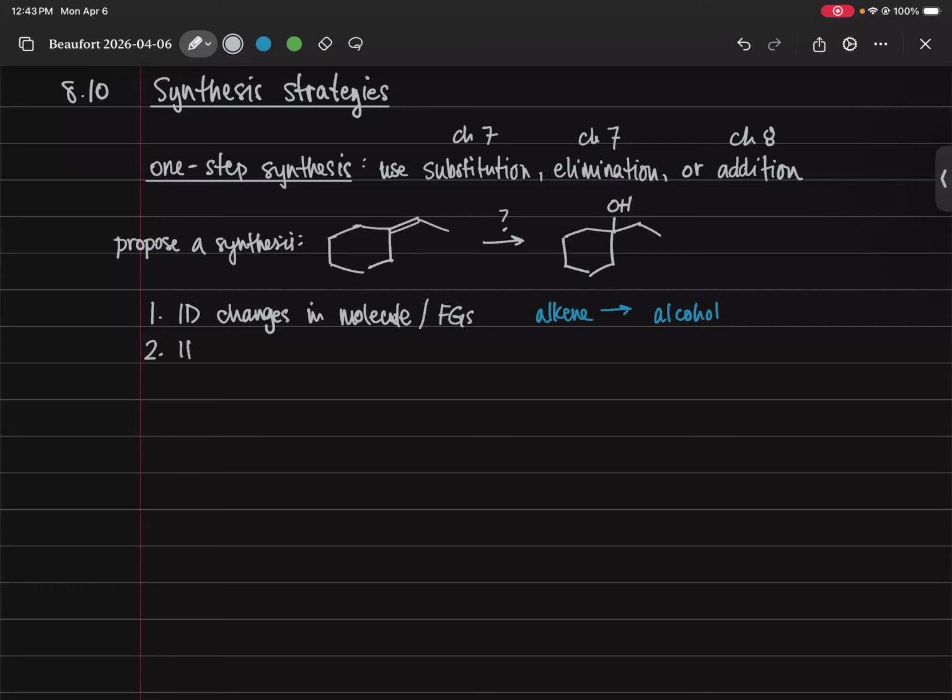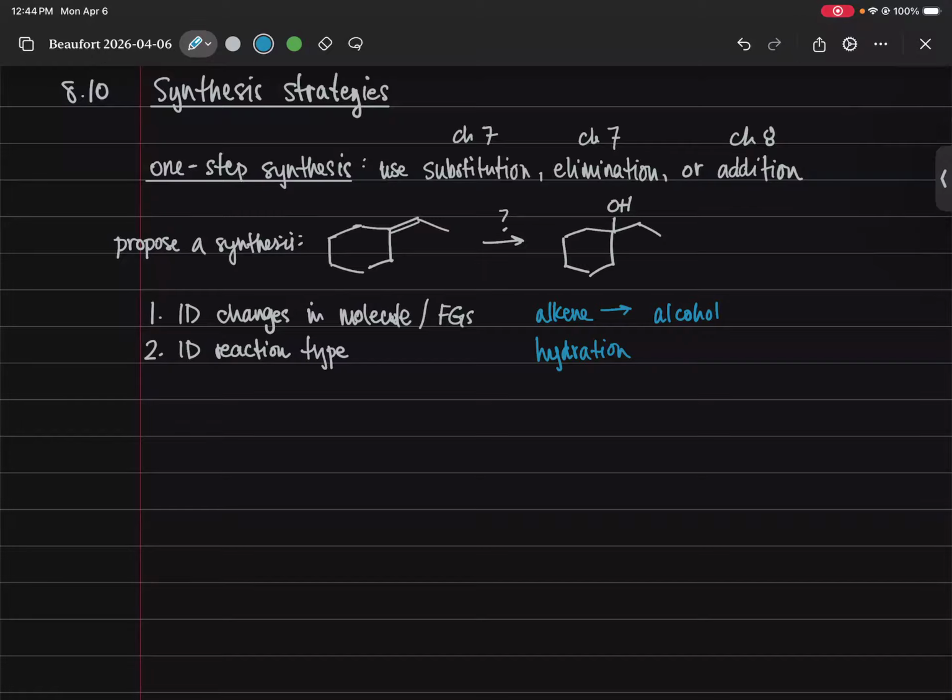Next, we want to figure out what type of reaction that is. Okay, so going from an alkene to an alcohol, what kind of reaction is that? Hydration. Yeah, hydration. And at this point, if you have a reaction type where Markovnikov versus anti-Markovnikov is of importance, this is a good point to look for that.